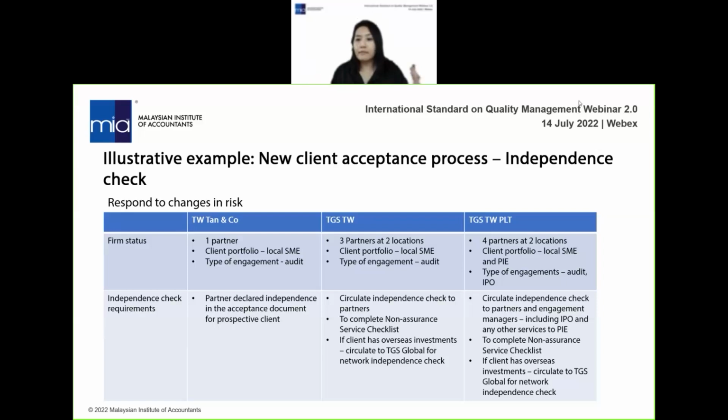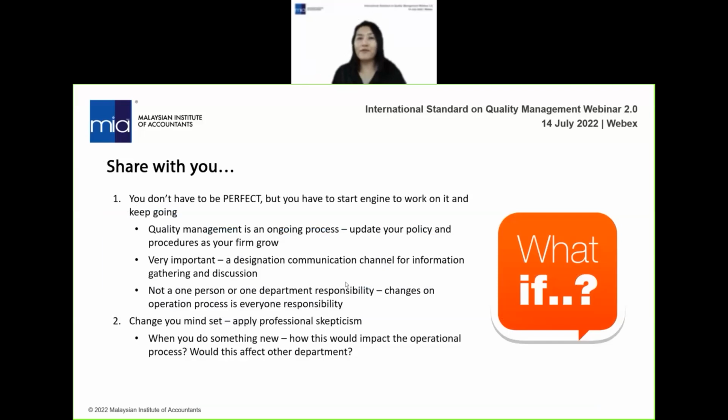Okay, this is my last slide just to share with you. All right, so this is what my boss told me. She keeps telling me that you don't have to be perfect. So you don't need to have a perfect manual, a perfect policy by 15 December 2022, but you have to start working on it and keep going, because quality management is not a one-off assignment. It is an ongoing process. It doesn't mean that when you come up with your policy and procedures by this December, then you are done. No, it is an ongoing process because it is quality management. When your firm is growing, you will have to update your policy, update your procedures, update your responses, because you are facing different kinds of risks as you grow.